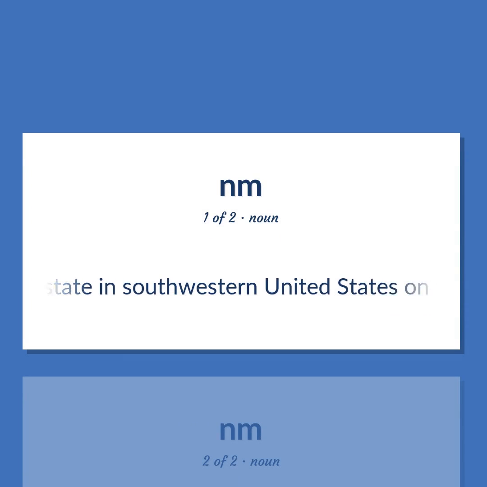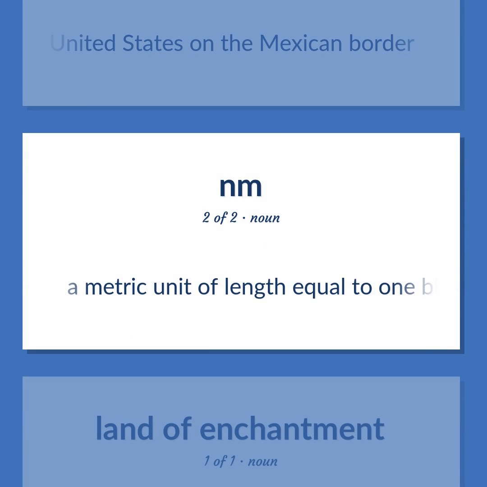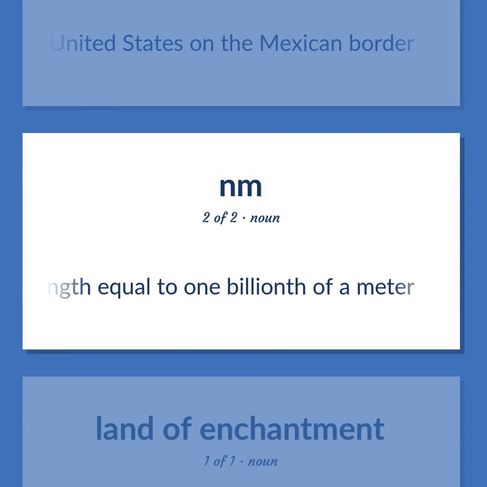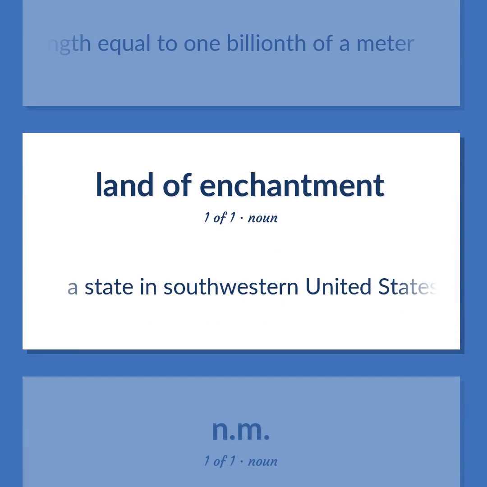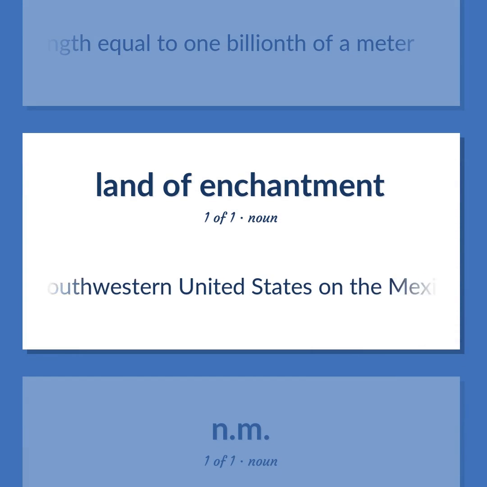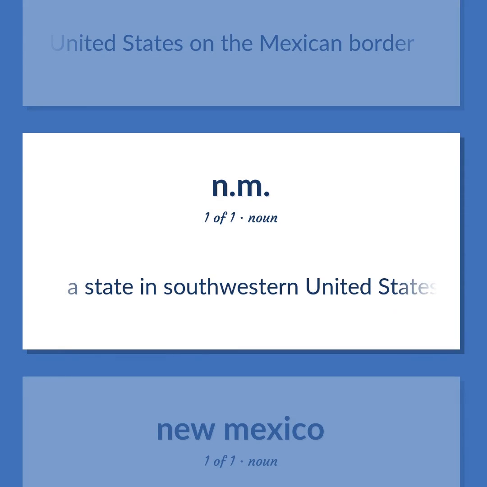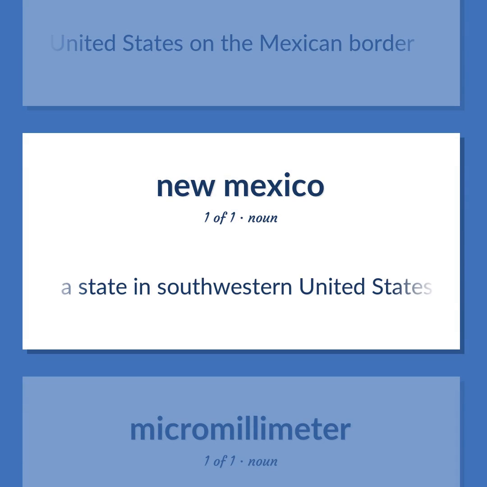A state in southwestern United States on the Mexican border. A metric unit of length equal to 1/1000000th of a meter.